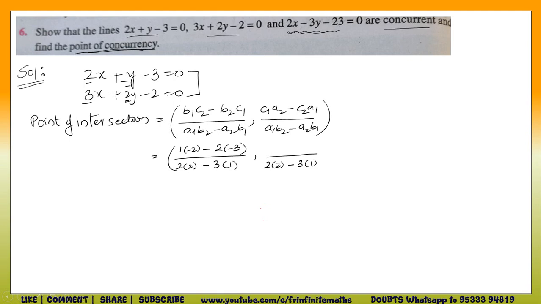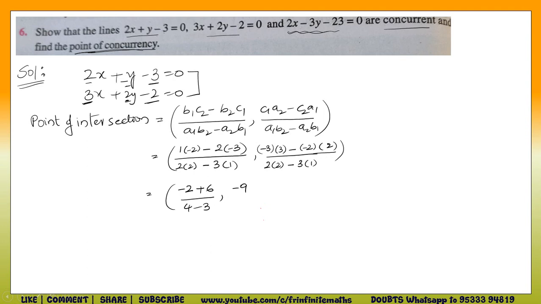Next, C1 into A2. So this is C1, C1 is minus 3 into plus 3. So this gives me minus 3 into plus 3 minus C2 A1. So C2 is minus 2, so this gives me minus 2 into A1 is 2 here. Now when I substitute, what am I going to get? In simplification, this becomes minus 2, so minus of minus is plus. So 3 2s are 6 divided by 2 2s are 4 minus 3, comma.